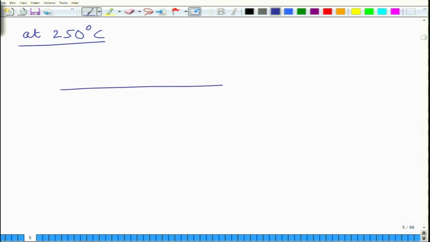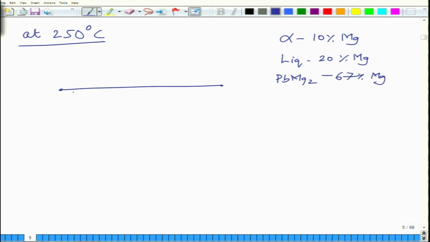So, this is at 250 degrees centigrade. Next, it says that alpha phase with 10% magnesium, liquid with 20% magnesium, and PbMg2, which is with 67% magnesium, are in equilibrium. So, I have alpha with 10% magnesium solid phase, PbMg2 with 67%, and then liquid somewhere in between at 20%.